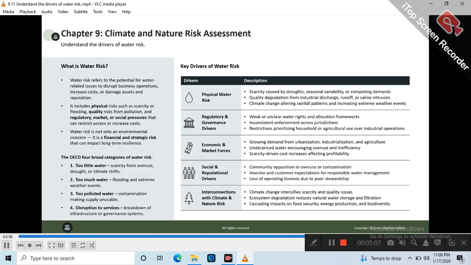Because of these interconnections, water risk is often a compound risk. It can amplify climate impacts, undermine biodiversity, and trigger cascading effects on food security, energy systems, and social stability.